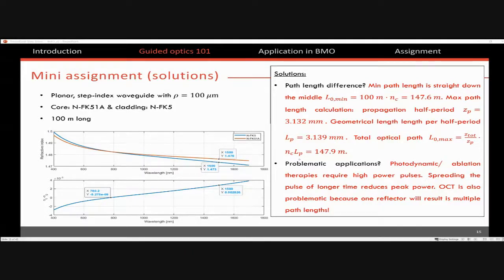Okay? So that was just a mini assignment to highlight some of the issues of basic waveguides. What we're going to be discussing is why fibers are a little bit more advanced than that, and how they still work even through these issues. Does anybody have any questions? Is everything okay?